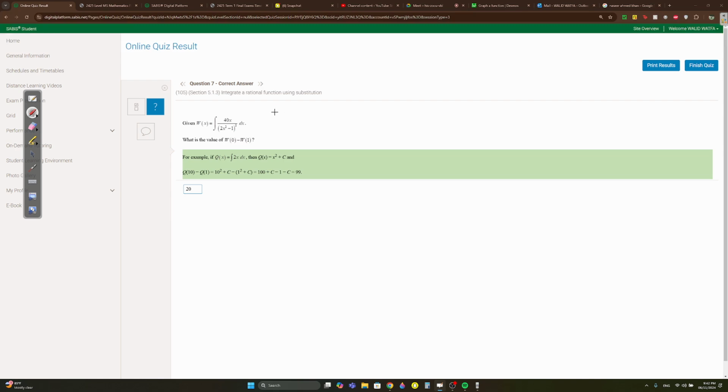Okay, question 7. W of x is equal to the integral of 40x over (2x squared minus 1) to the power of 2. What is the value of w0 minus w1? Again, they want us to integrate. Do we keep it down? No. So immediately when copying, you take it up: 2x squared minus 1 to the power of minus 2 dx.